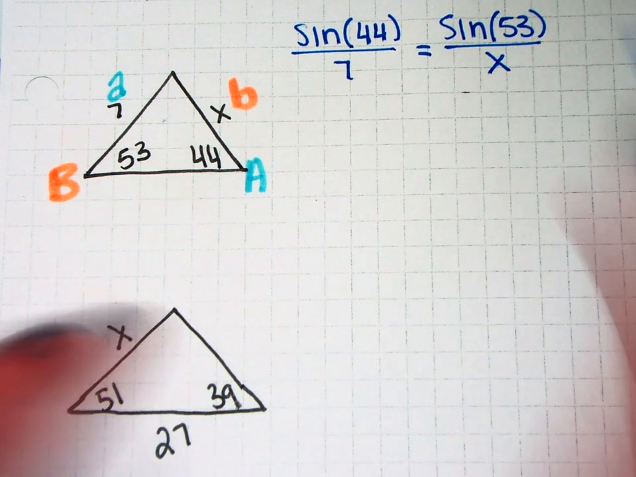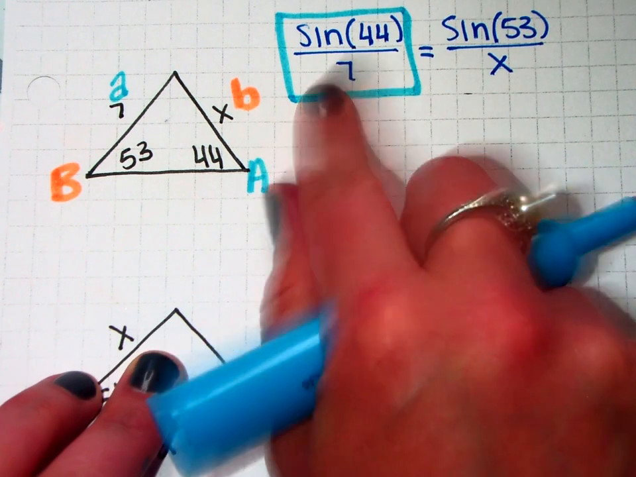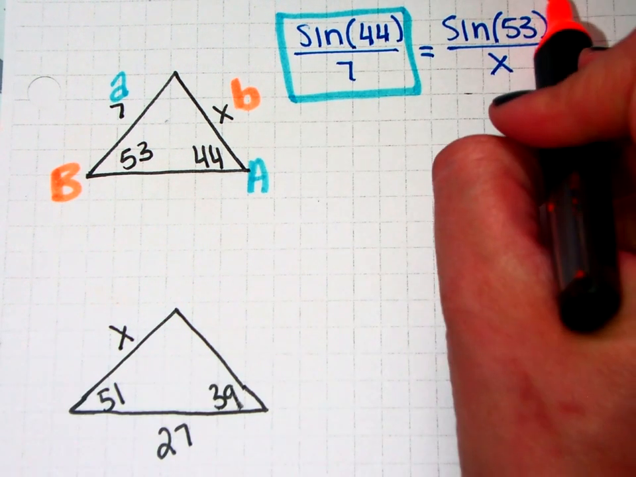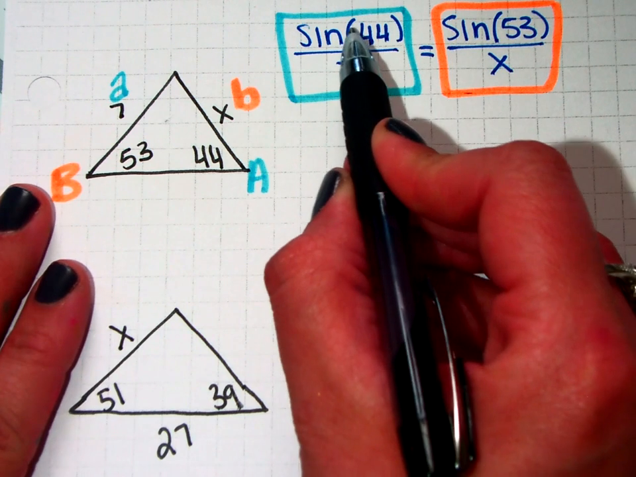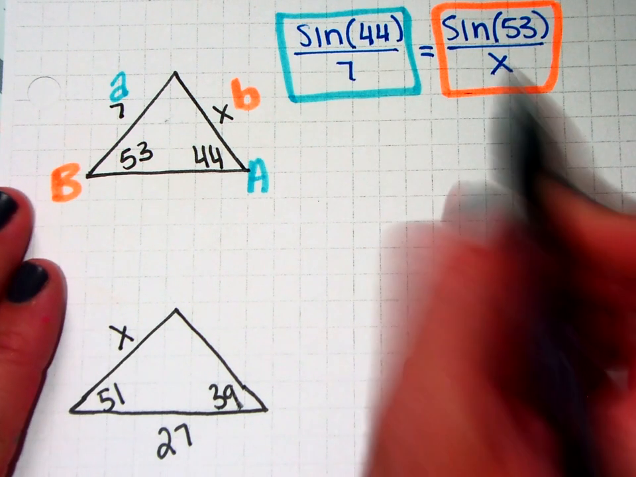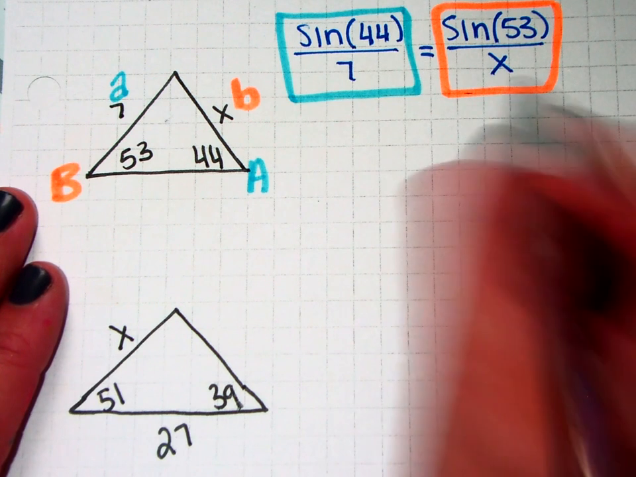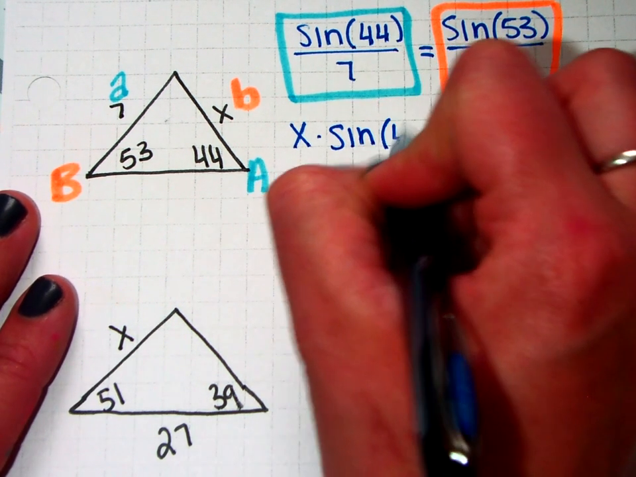So all that's happening here is I'm just creating a proportion. Sine of the angle over its opposite side equals sine of the angle over its opposite side. Now this is a proportion, so all we're going to do is cross multiply. So numerator of the top times denominator of the second, so sine of 44 times x. It's just going to be x times sine of 44.